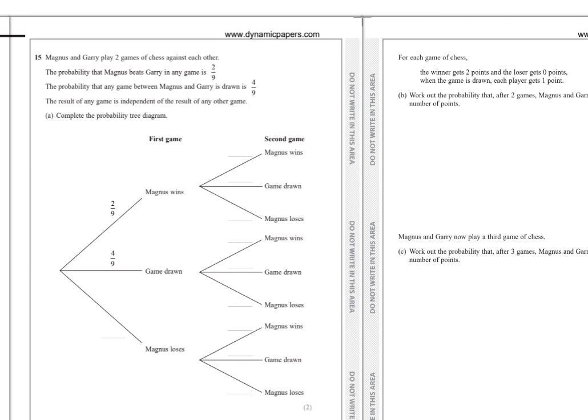To find the missing one, the sum of all should be 1. So 2 over 9 plus 4 over 9 is 6 over 9. So this number is 3 over 9, because the sum of all equals 1. In the same way, because the games are independent, the probabilities are the same. So 2 over 9, 4 over 9, and 3 over 9. Same again, 2 over 9, 4 over 9, 3 over 9, 4 over 9, 3 over 9. Okay.